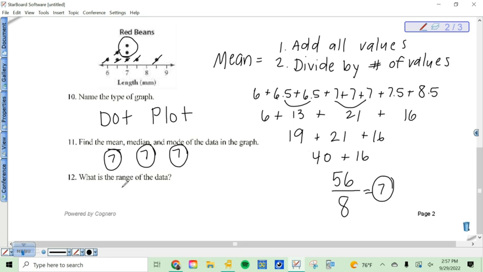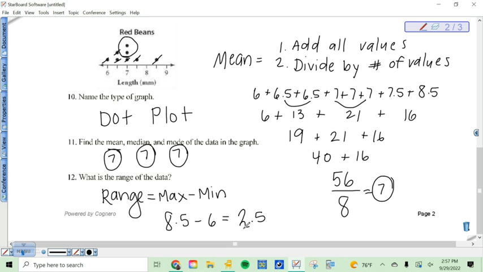And what about range? How do I find my range? Yeah, max minus min. What's my max from this data set? And my min? What's 8.5 minus 6? 2.5. That was kind of a weird 2. It's okay. 2.5. Cool? Questions on that? Mean, median, mode, range? We feel good? Great. Make sure you got the definitions down if you need that, or if you forget. Let's go on.